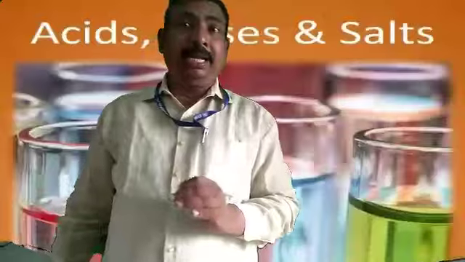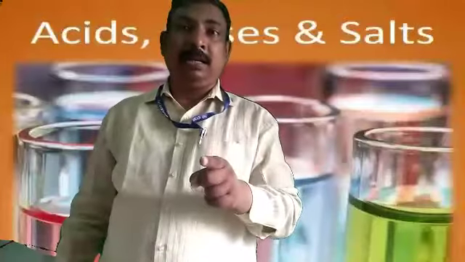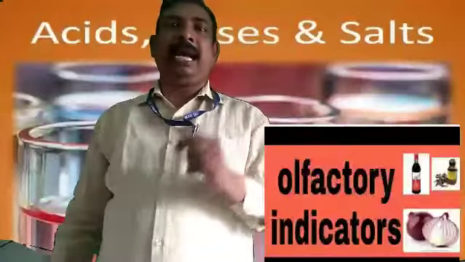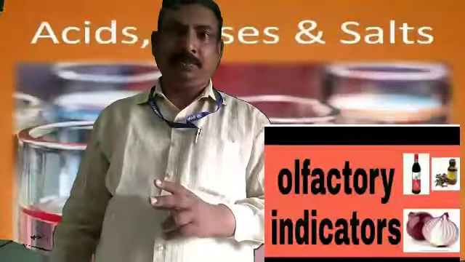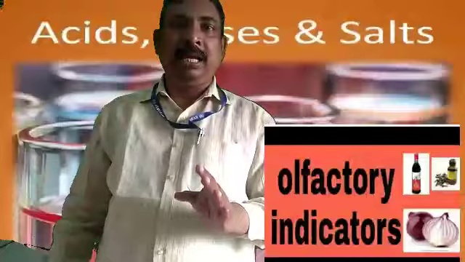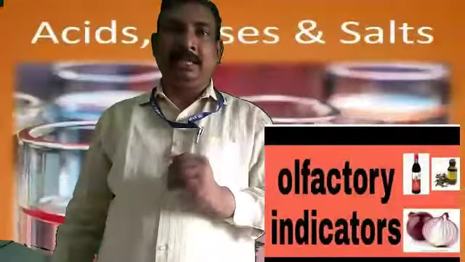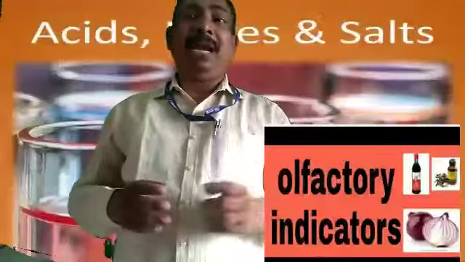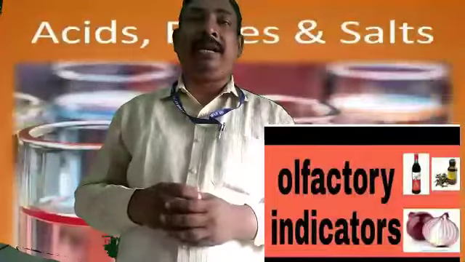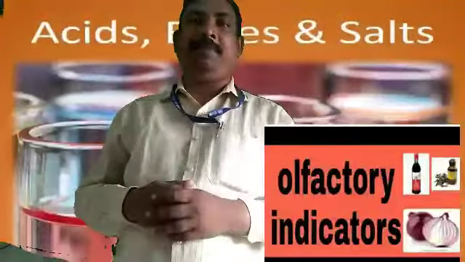Next, some indicators are there. Basing on the smell, we can find out whether it is acid or base. Such indicators are called olfactory indicators. They change their smell in acids or bases. So blind people can use these olfactory indicators to identify the acids and bases.